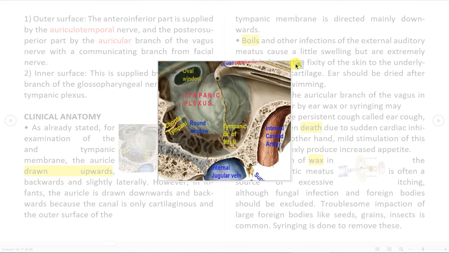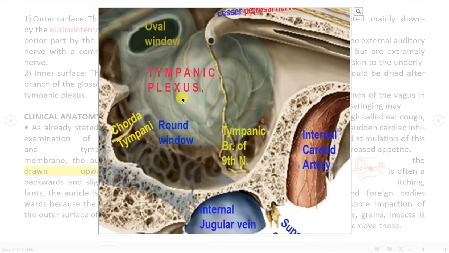Now this is the view after removal of the tympanic membrane. This one is the middle ear cavity. On the medial surface of the middle ear cavity, this rounded area has a nerve plexus. This nerve plexus is formed from a branch of the glossopharyngeal nerve. It comes from the floor. This branch is known as the tympanic branch of the glossopharyngeal nerve. It divides and ramifies over this promontory, and this tympanic plexus supplies the medial surface of the tympanic membrane.